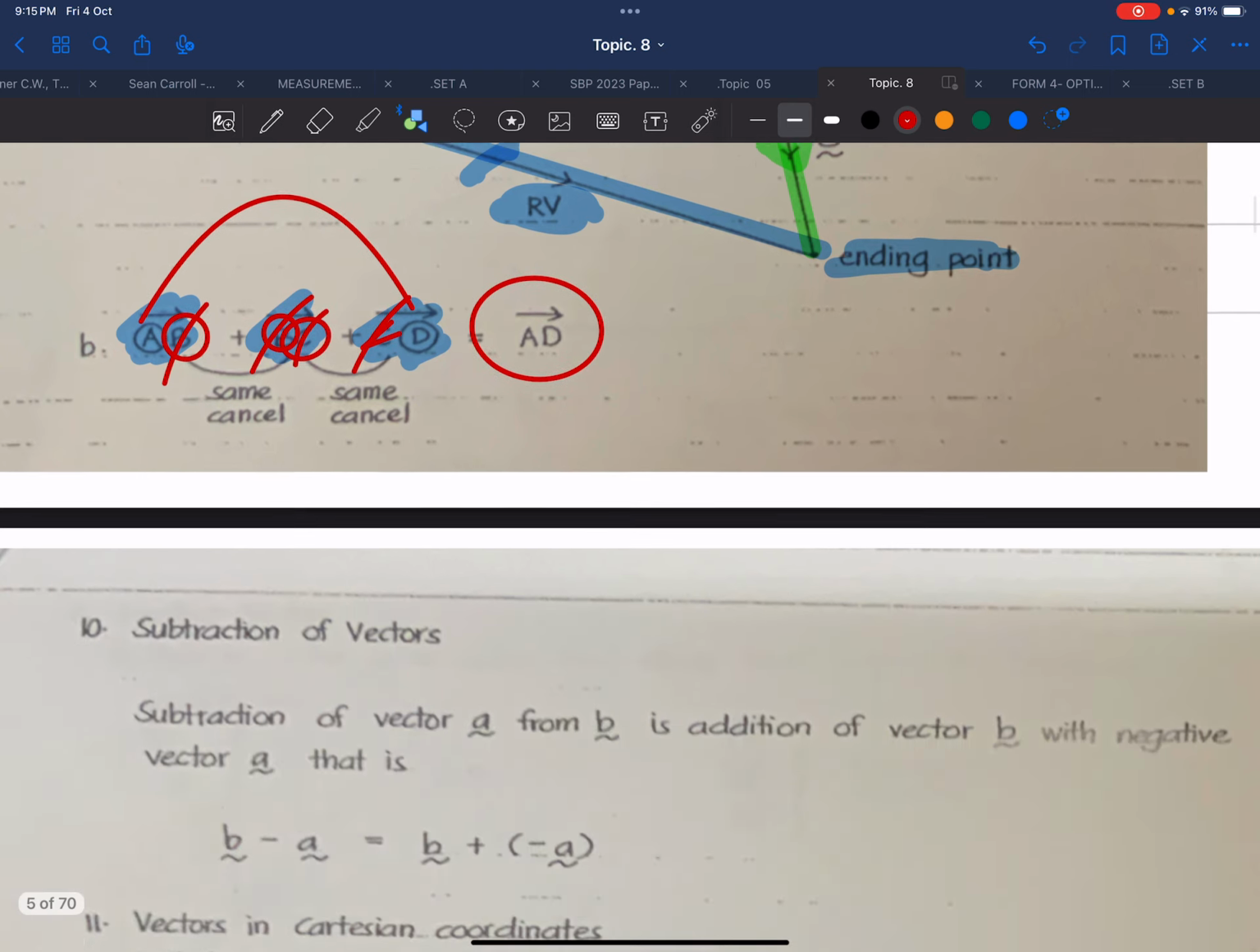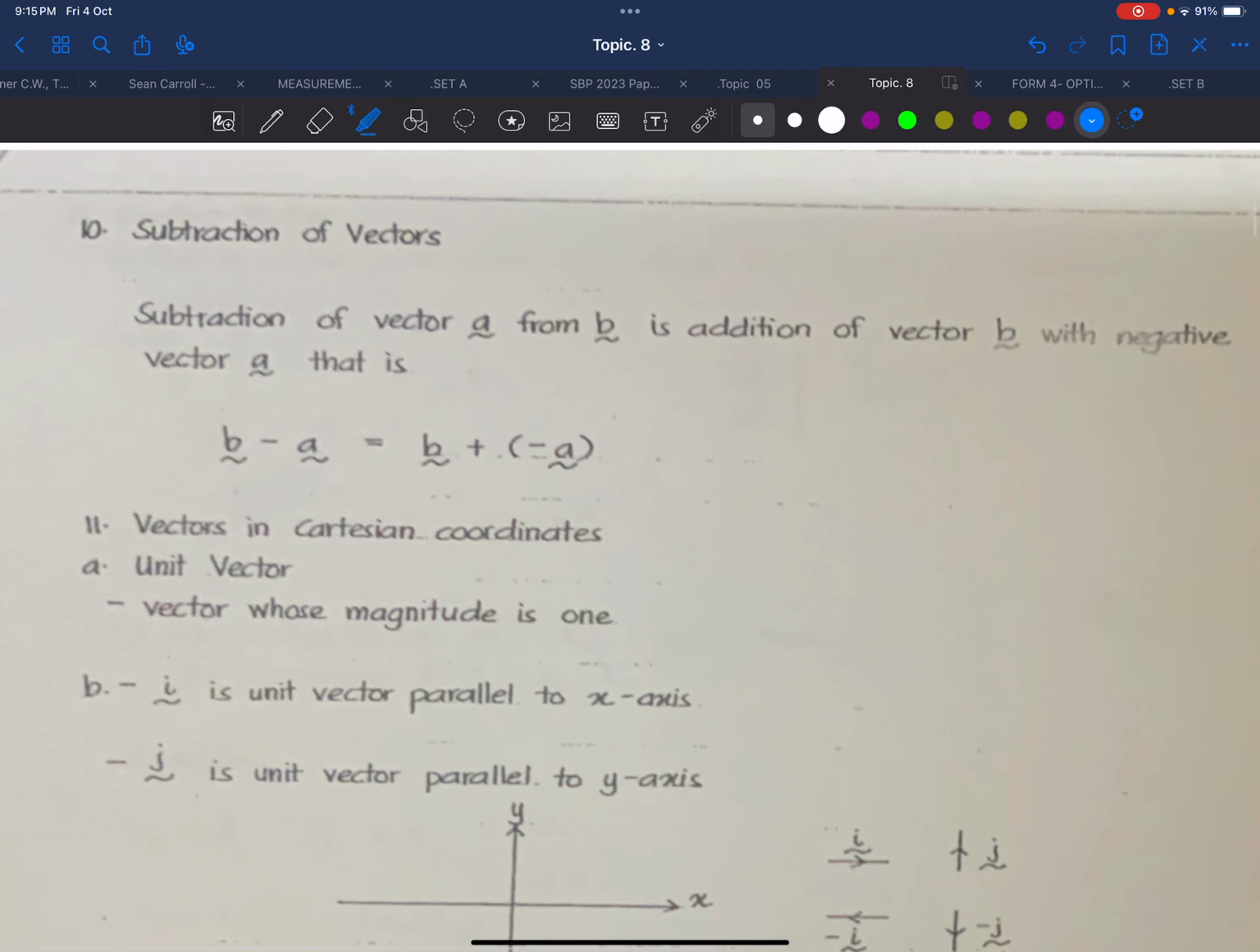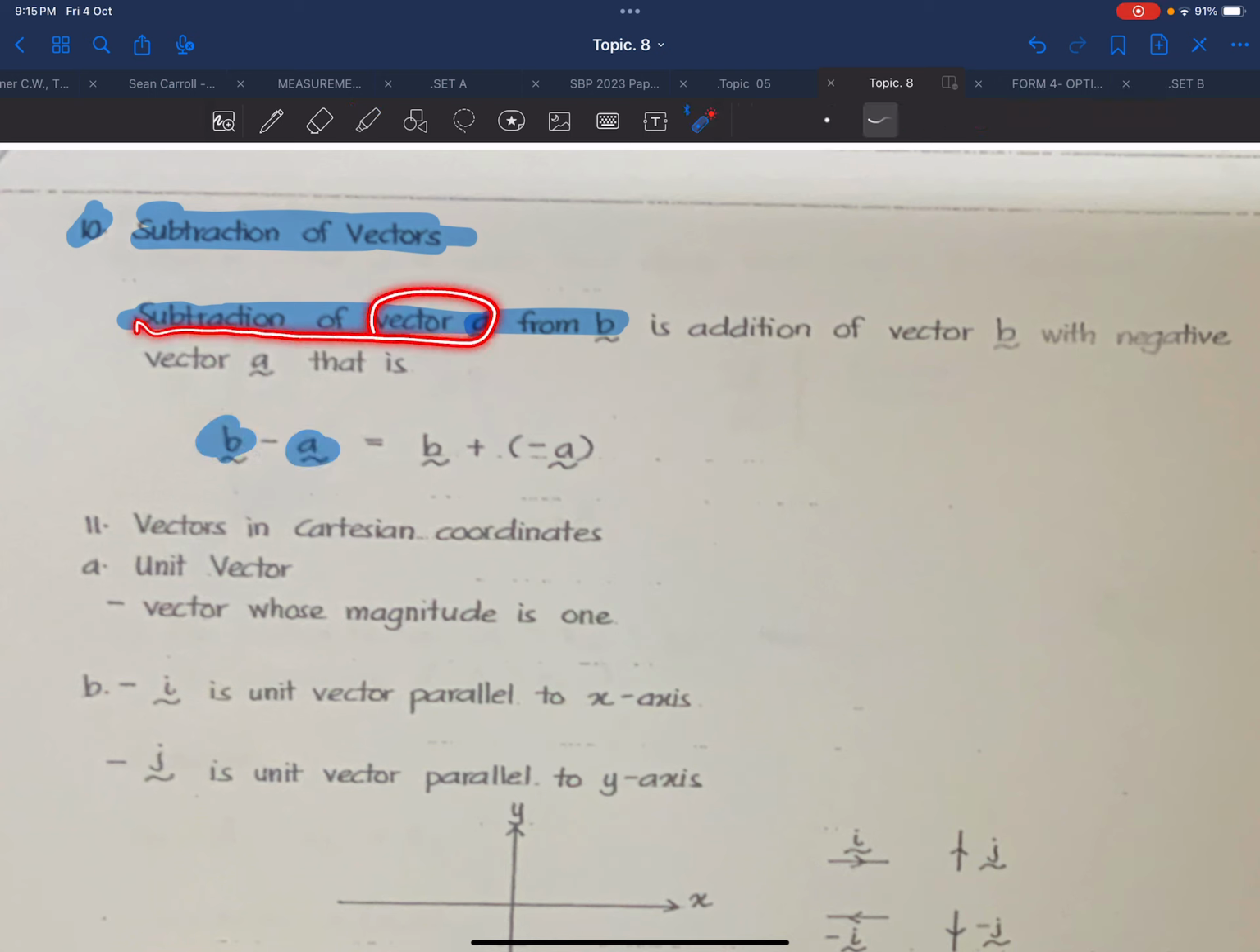And next, subtraction of vectors. Vector minus vector. Subtraction of vector A from vector B. We are minusing A from B. Subtract vector A from B, it means B minus A. And this vector B minus A is actually the same as the vector B plus the negative vector A.